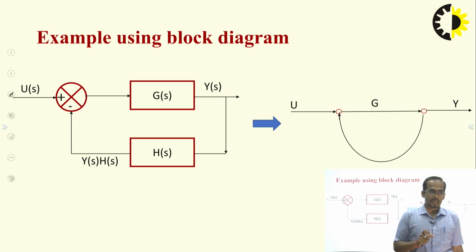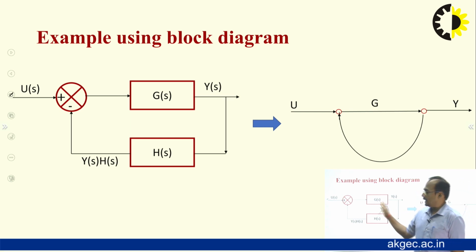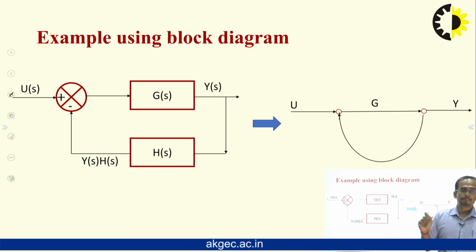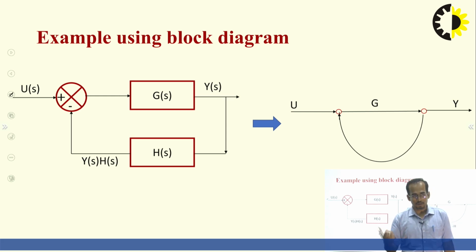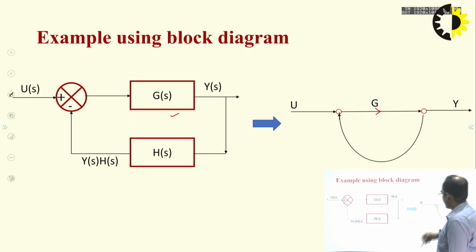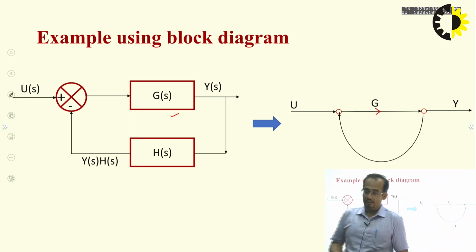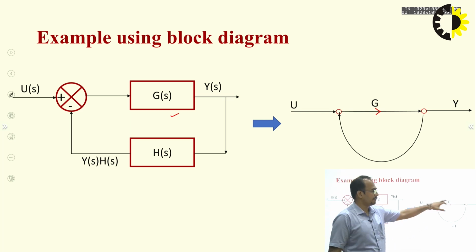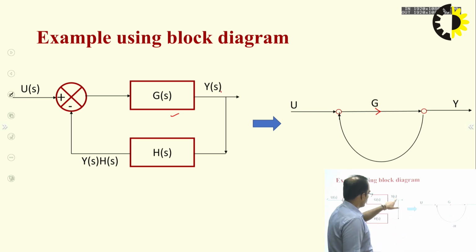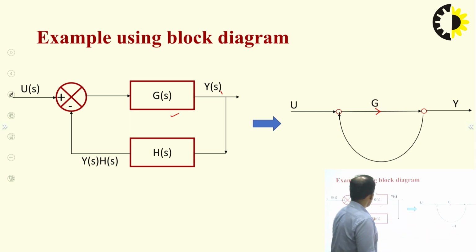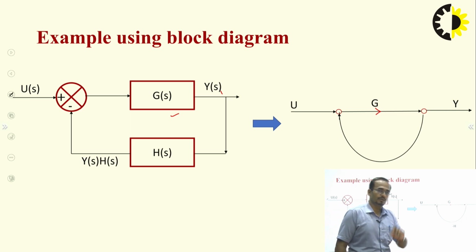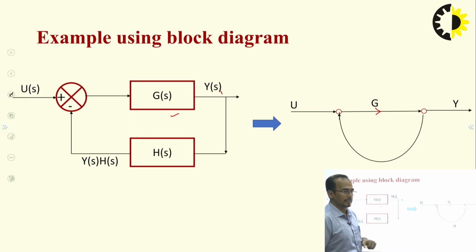You have to replace each forward path and each feedback path by a simple path with its forward gain and feedback gain. So I put an arrow going from input to output. The gain for this path is G(s), so I have written G(s) here. Now from Y(s) to H(s) you have the gain H. Since negative feedback has been used, I use a negative sign for the feedback path.